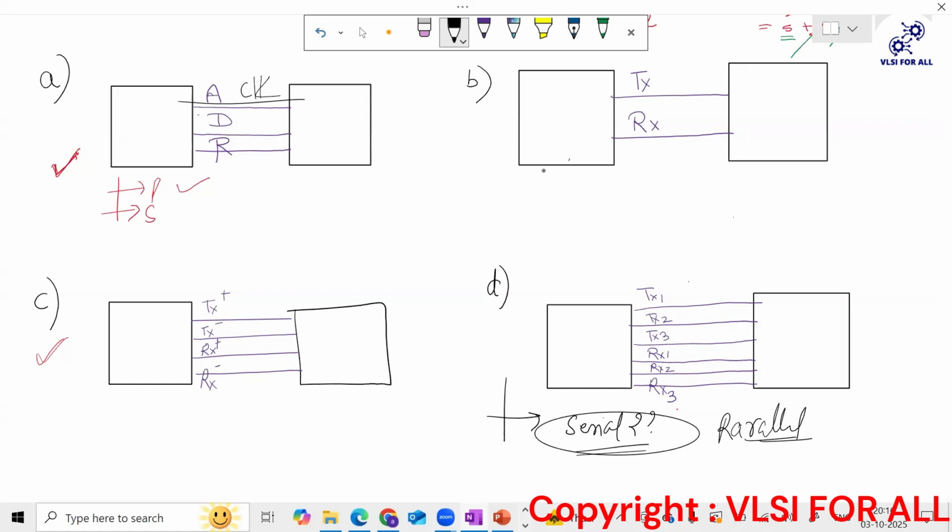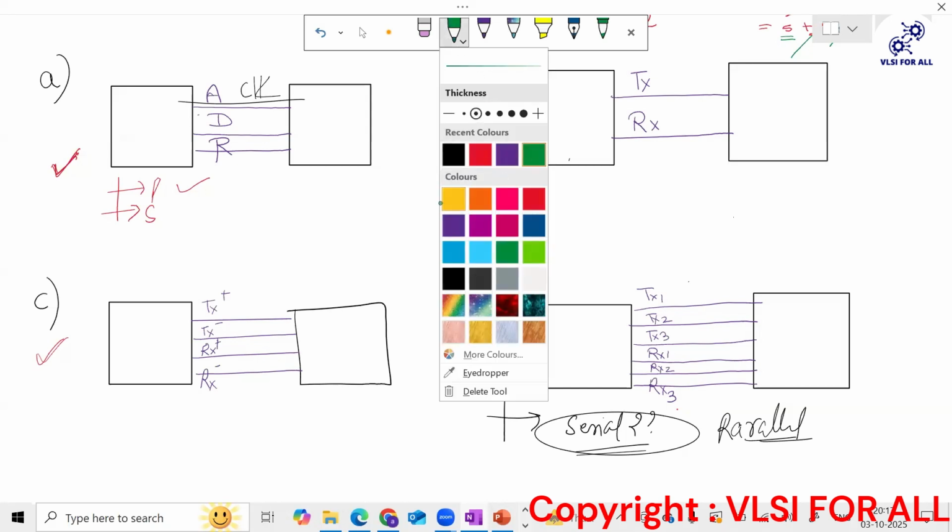So in the first option, we are actually sending address and data separately, so that is parallel. But in TX and RX, we are sending it as a packet, so that is serial. I am assuming like that. In that packet itself, everything will be there. But a packet we can share anywhere, no?